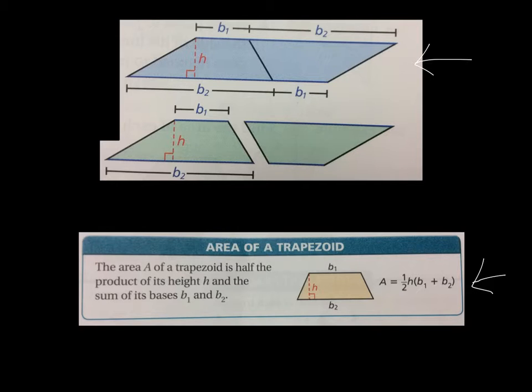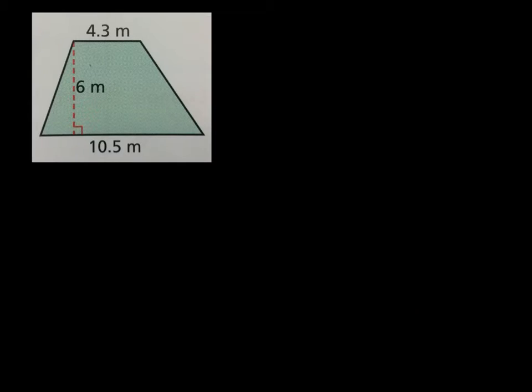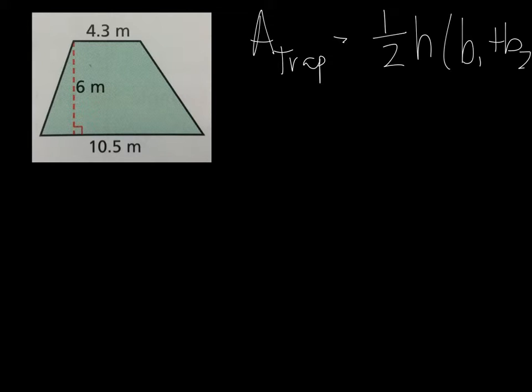So the area of a trapezoid equals 1/2 times the height, and you multiply that by the sum of base 1 and base 2. So we'd add base 1 and base 2 together. Now get this in there, and then let's look at how to solve one of these problems. So if I write down my formula, I call it A-trap equals 1/2 times the height times base 1 plus base 2.